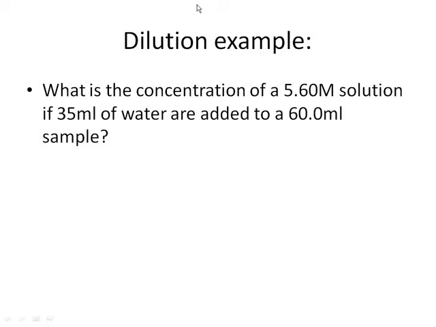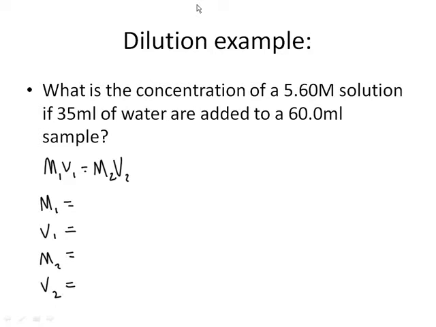So let's look at an example. What is the concentration of a 5.60 molar solution if 35 milliliters of water are added to a 60.0 milliliter sample? So let's list out what we're given. We know this is a dilution problem because water is being added and my volume is changing. And it's asking me for a new concentration. So that means I'm going to use M1V1 equals M2V2. And if you check your blue sheet, you'll see that this is one of the equations that you're responsible for memorizing. Given that I want to use this equation, it makes sense to isolate and list out what information I'm given in the problem.